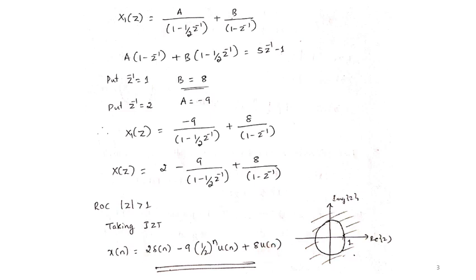So in this problem, I considered the order of the numerator and denominator to be equal. If it is equal, you have to apply the long division method in such a way that the order of the numerator is less than the denominator.